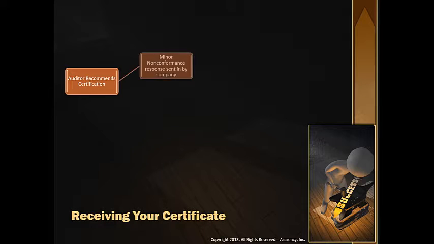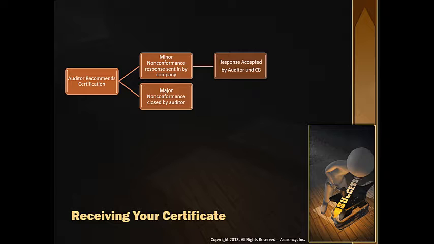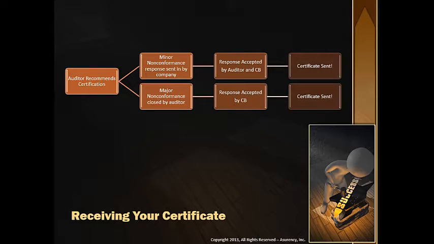Your minor non-conformance responses must be received and accepted by technical review within the specified time period, prior to issuance of your certificate. Major non-conformances need to be fully addressed and implemented within the specified time period, and the auditor has to verify the effective implementation to close the major non-conformance prior to the certificate being issued. Once the non-conformances are sufficiently addressed per technical review, your company will receive final notification of certification, and you will receive your certificate.